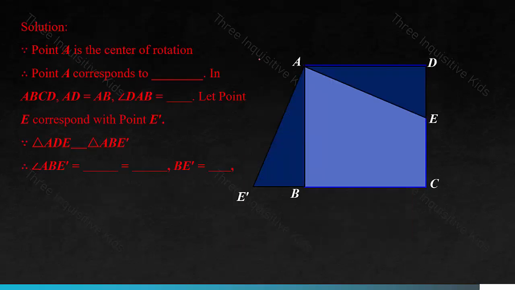So point A is the center of rotation in this case. Point A corresponds to point A. In the resulting triangle, A is still one of the vertices. In square ABCD, AD equals AB. Angle DAB equals 90 degrees. So we're going to let point E correspond with point E prime. Therefore, these two triangles, triangle ADE and triangle ABE prime, are congruent, which means that angle ABE prime equals 90 degrees, and BE prime equals DE. So these two sides are equal.